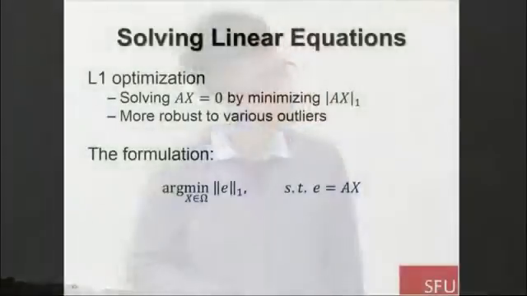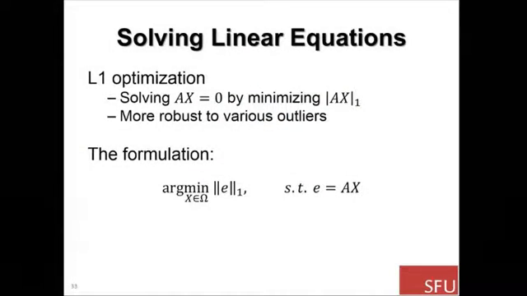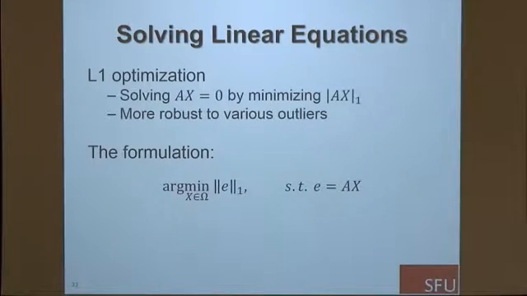So essentially, for the L1 optimization, we need to minimize the L1 norm of the residue vector. This residue is basically this A multiplied with X. And the X is lying in this kind of space omega to avoid the trivial solution X equal to 0. That is our formulation of the L1 optimization.